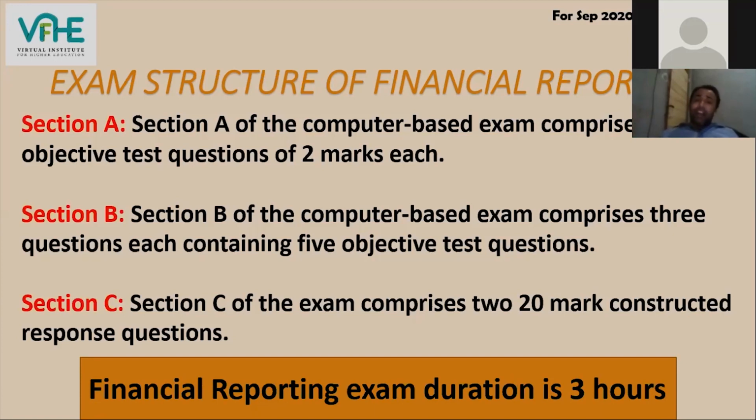The second section is also about objective test questions, OTs, but here the structure is different. You have one scenario, and at the end of that scenario, you are supposed to answer 5 OTs. So you have 3 scenarios, and every scenario comprises 5 OTs. So again, the total number of OTs you are supposed to answer is 15, and the total marks weightage is 30.